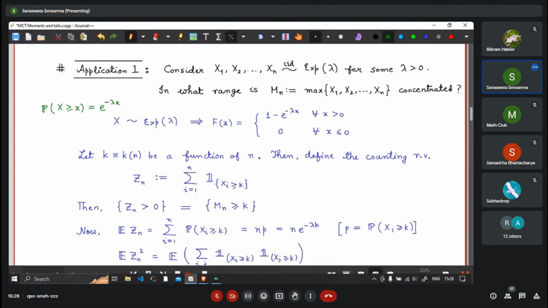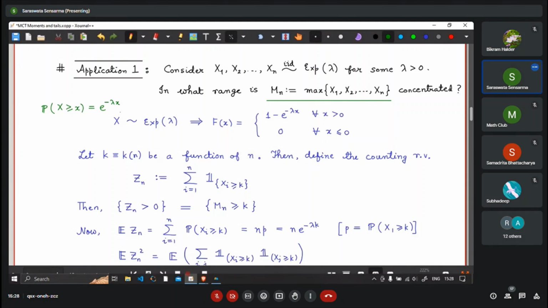Okay. So now we want to use first and second moment methods to study where this maximum is. Right. To start with, take any function k, then set up this counting random variable. This will be a standard theme in all of the applications to come: setting up a counting random variable and then using first and second moment methods on that. Okay. So define this counting random variable Zn to be the sum of the indicators that Xi is greater than or equal to k. So it just counts how many of these random variables exceed k. k is a function of n, I'm just not writing n after it.